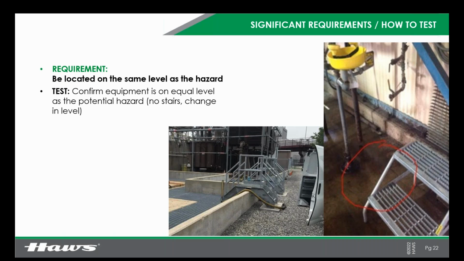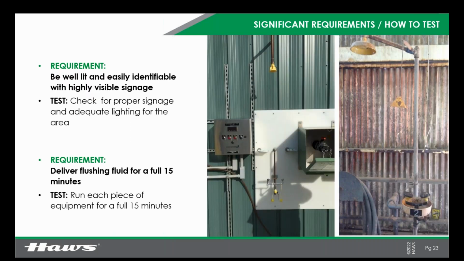We probably don't have great use of our eyes. We can't navigate stairs safely, and any change in level is going to be a tripping hazard, etc. It's going to prolong the amount of time before we are receiving first aid, and we cannot have that. So no change in level. The area needs to be well lit, needs to be easily identifiable with highly visible signage, or you get these photos here on the right, where you have emergency equipment set into the background of some facilities, and without signage, these would be very hard to spot from a distance. And again, especially if you don't have great use of your eyes at the moment and have something in them.